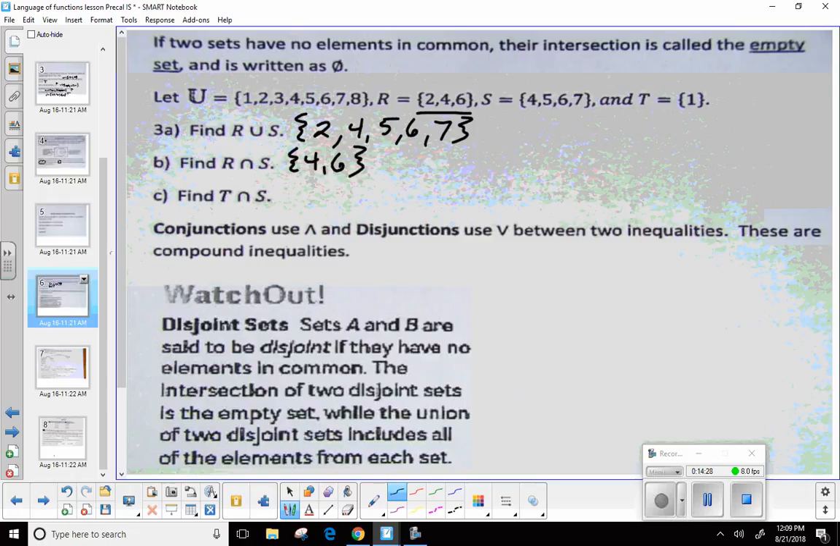There we go. That's the difference between the union and the intersection. The union is everything, the combination. The intersection is what they share.